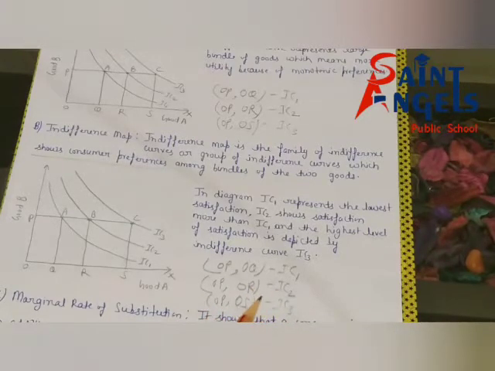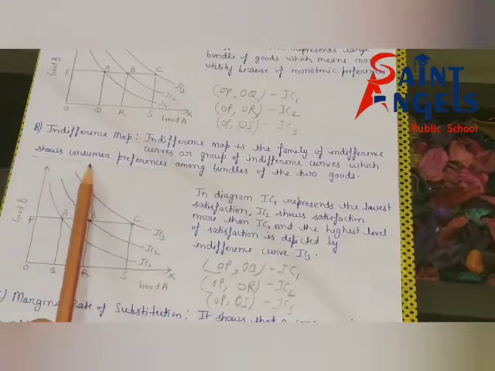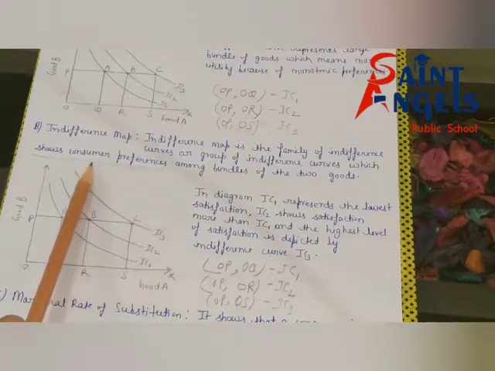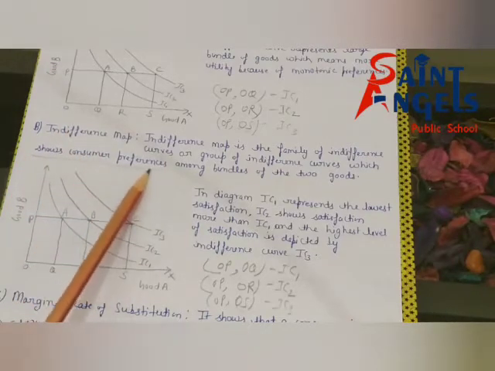And you know that consumer will prefer this bundle because this bundle consists more units of good A. I hope all of you have understood consumer preference, it means the concept of consumer preferences.